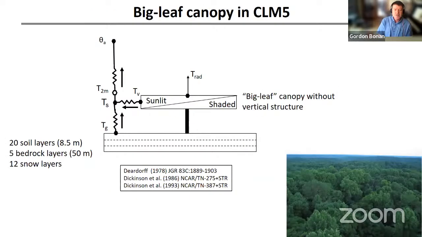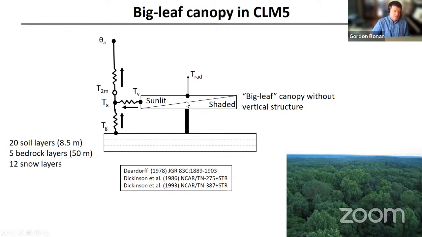The way CLM does this is what's called a dual source canopy. There are fluxes from the leaves in the canopy to the canopy airspace. There's a flux from the ground to the canopy airspace, and then there's a flux from the canopy airspace to the atmosphere. The CLM is solving for the vegetated temperature and the ground temperature and the surface air temperature, that canopy air temperature, that satisfies these equations.